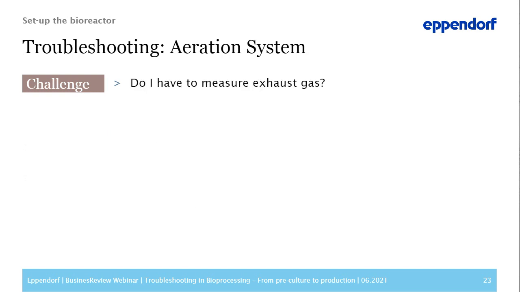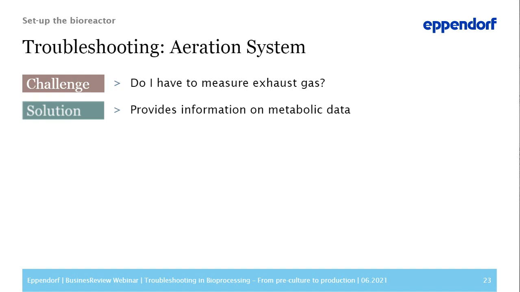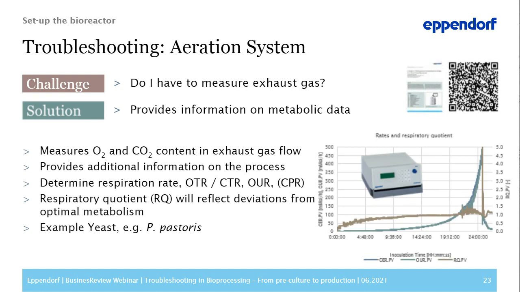Next, we come to the question whether we need to measure exhaust gases. Measuring exhaust gases can give information on metabolic data of your cells. It can be a very powerful tool for troubleshooting and determining respiration rate, the oxygen uptake rate, as well as the carbon dioxide production rate, which in turn will provide a measure of the metabolism of the cells. Now in cell cultures, however, the status of the bicarbonate buffer and the carbon dioxide input from the pH control both should be considered for the calculation of CPR.